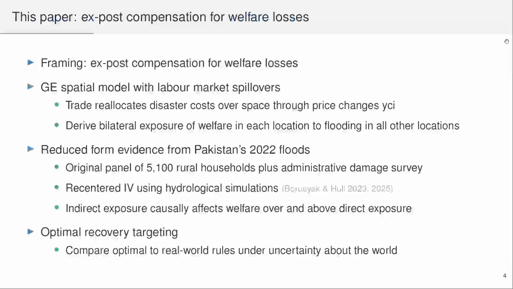Is there anything special about disasters, or is it isomorphic to any negative productivity shocks or taxes? Say more. Is there anything special about disasters, or is it isomorphic to any productivity shocks or taxes? I mean, no, I mean, yes and no.